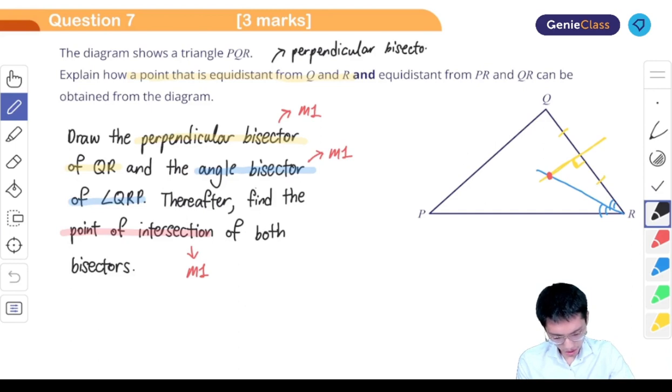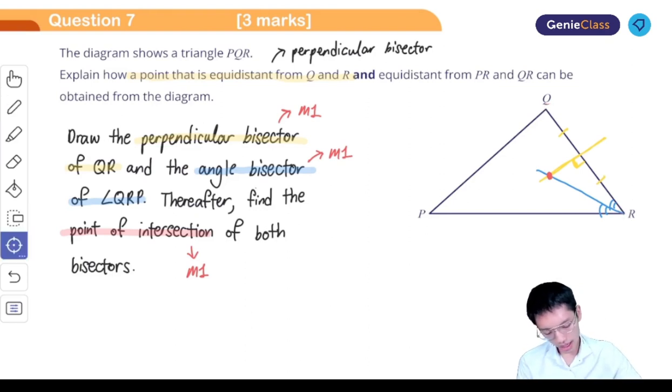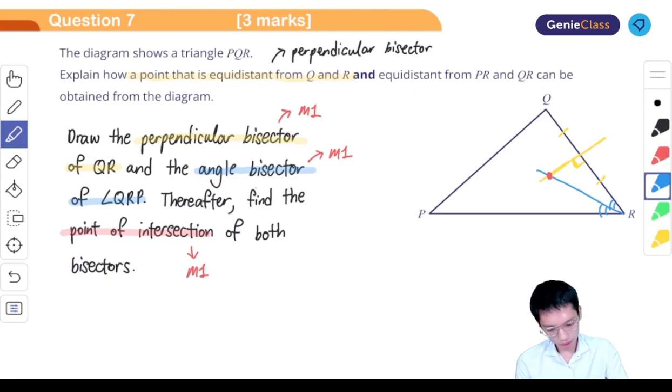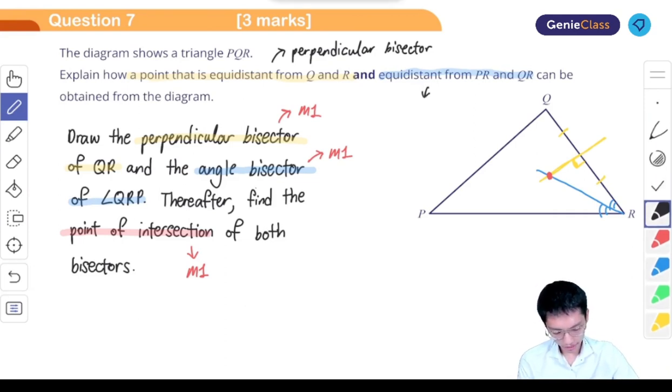And equidistant from PR and QR. Two different things here. One is a point that is equidistant from Q and R. So any point here is equidistant if you draw a line, your perpendicular bisector. The second one is interesting because it's equidistant from two lines. How can we gauge whether it's equidistant from two lines? If you recall your geometrical construction concept, it's actually your angle bisector. So that's another way they can test you.